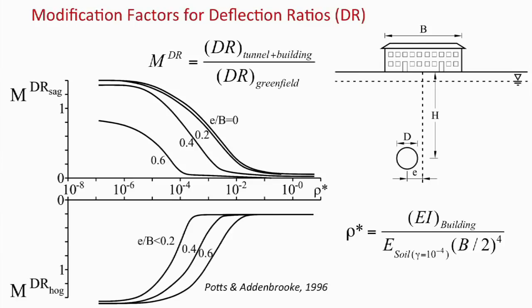And what they did was just to check how much the deflection ratios, for instance, or the horizontal strains were modified by the presence of the building. And they were modified in the good sense, because this ratio here is a number which is smaller than 1, and therefore the full problem, tunnel plus building, provides you, compared with the green field, a lower value. So that means less damage. This ratio depends on this ratio of, we may call it generalized stiffness of the building and of the soil in the manner indicated here.